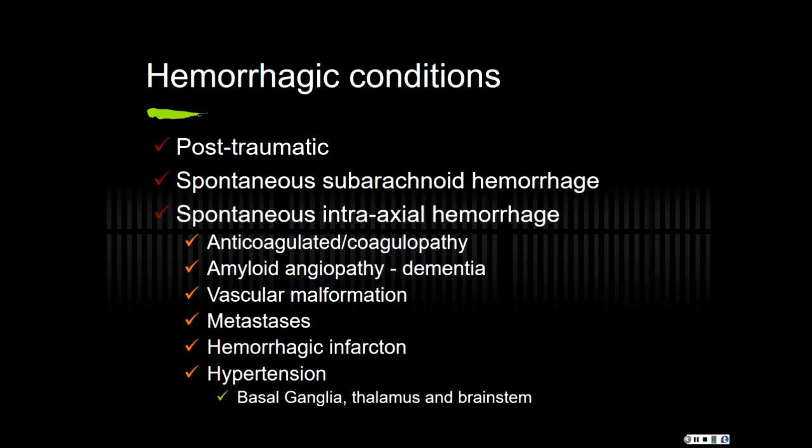Okay? Vascular malformations, metastases, you can have hemorrhagic infarctions, and of course, hypertension, which typically begin at the basal ganglia, thalamus, or brainstem. If you see spontaneous hemorrhages in those three places, think about hypertensive hemorrhage.